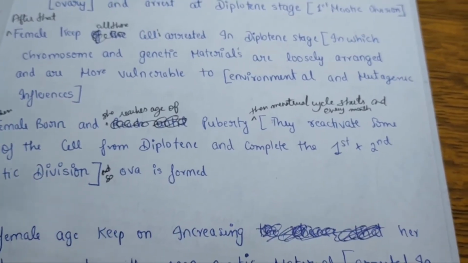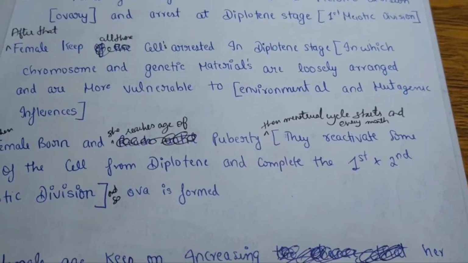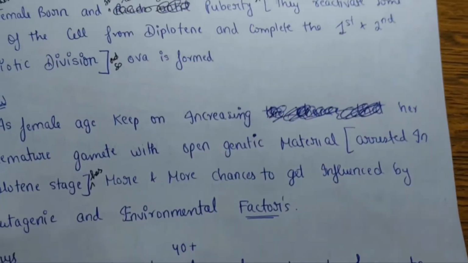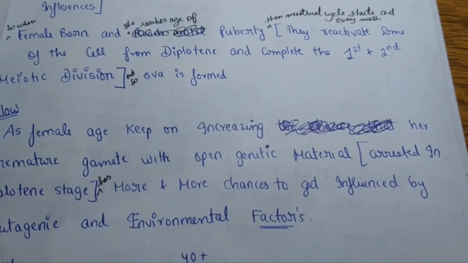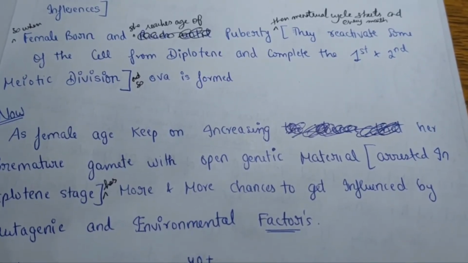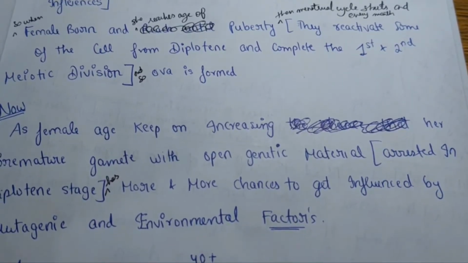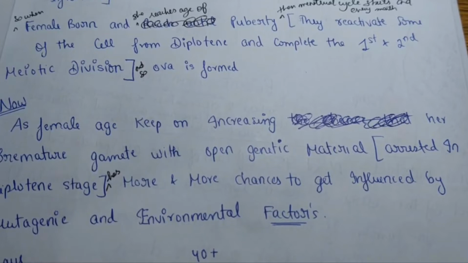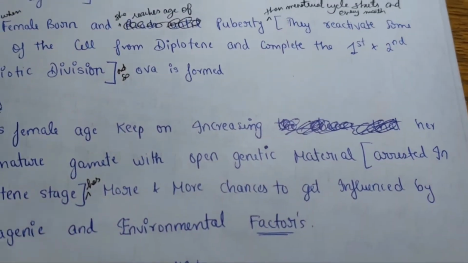So when the female is born and reaches puberty, the menstrual cycle starts, and every month she reactivates some of these cells from the diplotene stage and completes the first and second meiotic divisions, and so the ovum is formed. Now, as the female's age keeps increasing, her premature gametes with open genetic material, arrested in the diplotene stage, have more and more chance of being influenced by mutagenic and environmental factors. As a result, it can lead to pre-zygotic problems in oogenesis, such as non-disjunction during the first meiotic division, non-disjunction during the second meiotic division, and even anaphase lag.